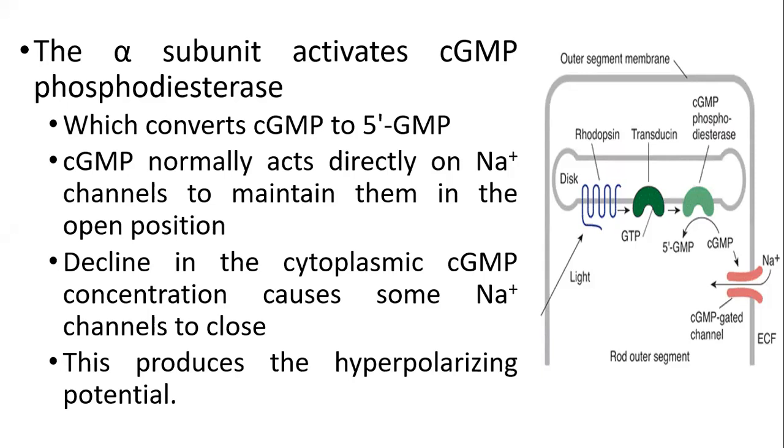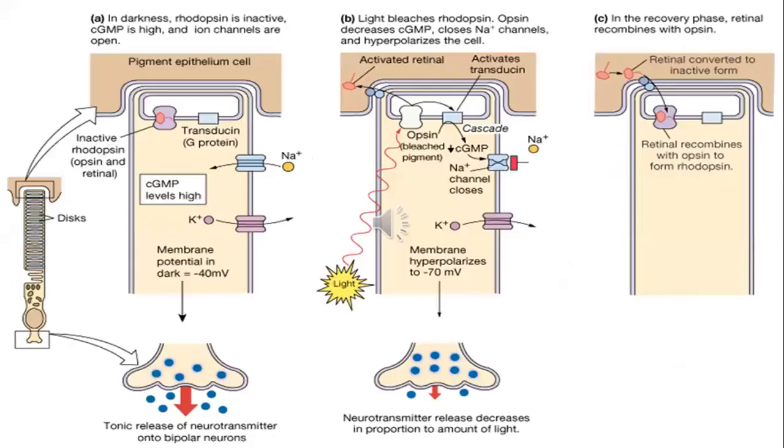So the alpha subunit activates the cyclic GMP phosphodiesterase, which converts the cyclic GMP to 5-GMP. The cyclic GMP normally acts directly on the sodium channels to maintain them in the open position, and a decline in the cytoplasmic cyclic GMP concentration causes some sodium channels to close. This produces the hyperpolarization potential. So this is another diagram, another version trying to explain the same thing.